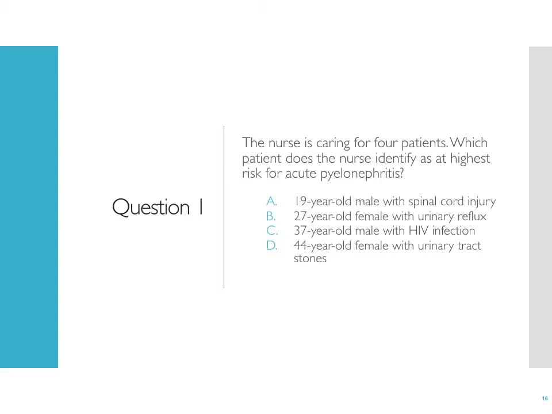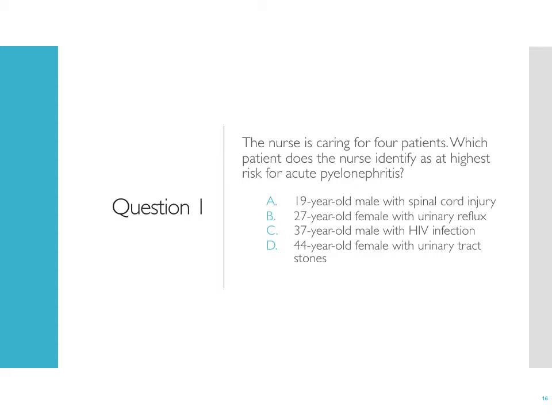So a nurse is caring for 4 patients. Which patient does the nurse identify as at highest risk for acute pyelonephritis? A 19-year-old male with spinal cord injury, a 27-year-old female with urinary reflux, a 37-year-old male with HIV infection, or a 44-year-old female with urinary tract stones.